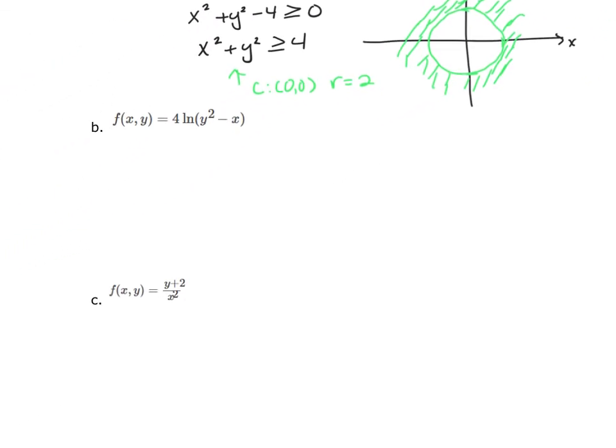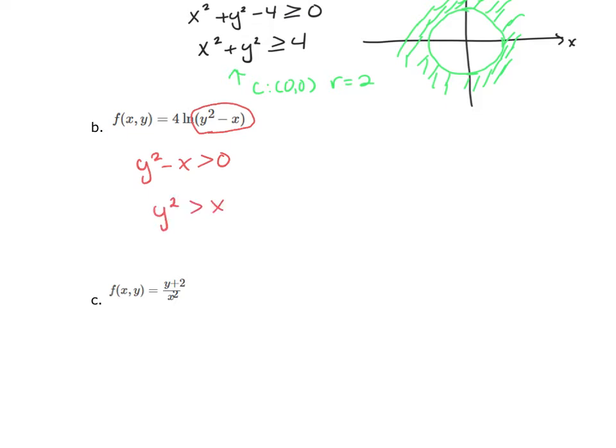Now, let's take a look at this example. With this example, what we have back in the land of one variable still has to hold true in terms of domains. And what I mean by that is that this has to be larger than 0, because I can't take the natural log of 0 or less. So y squared minus x has to be strictly greater than 0. So then y squared has to be greater than x.